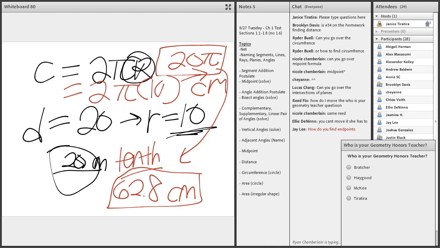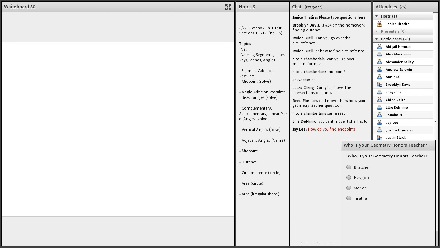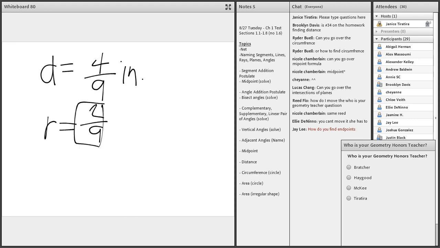I'll do another circumference one, a little bit harder, just a tad harder because of fractions. Let's say the diameter of a circle is 4/9 inches. It's a fraction. So the radius is half of that. Half of 4/9 is going to be 2/9. So we won't give you ridiculous numbers. So 2/9 is the number we need to use.